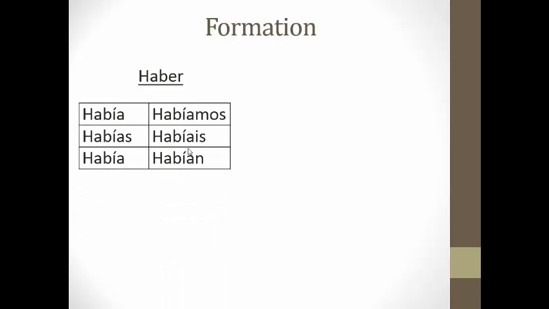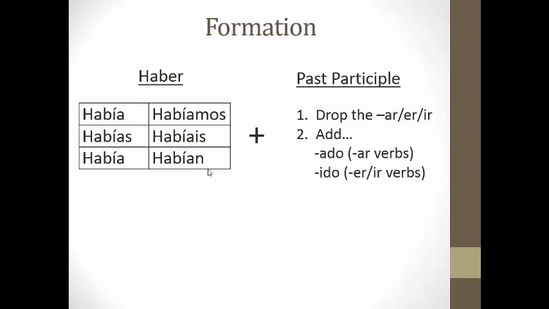So here's its conjugation. Había, habías, había, habíamos, and habían. Again, with our past participle, which is ado or ido. A quick example for us, I had eaten would be había comido.